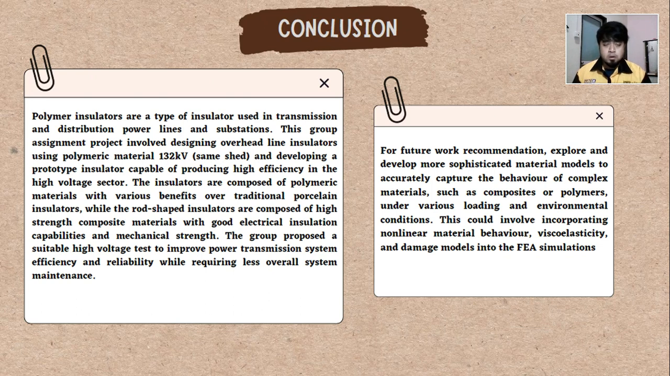The group proposed a suitable high-voltage test to improve power transmission system efficiency and reliability while requiring less overall system maintenance. For the future work recommendation, we recommend exploring and developing more sophisticated material models to accurately capture the behavior of complex materials such as composites or polymers under various loading and environmental conditions. This could involve incorporating nonlinear material behavior, viscoelasticity, and damage models into the FEA simulations.